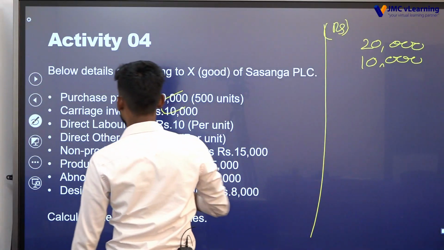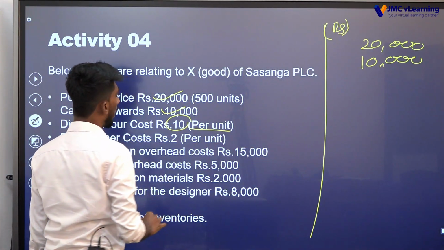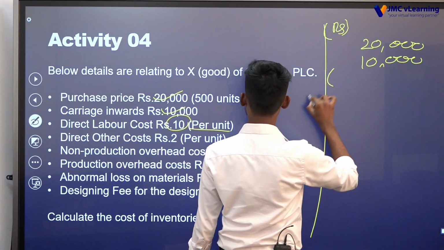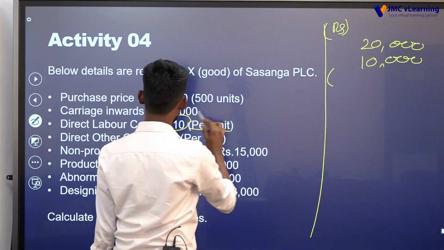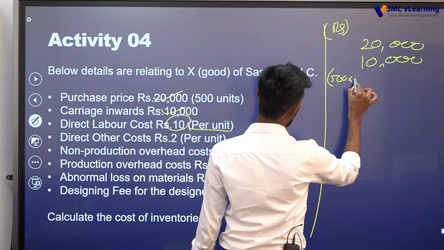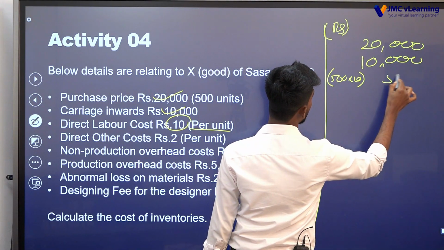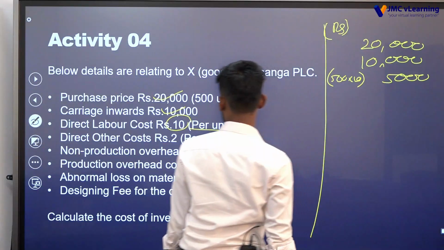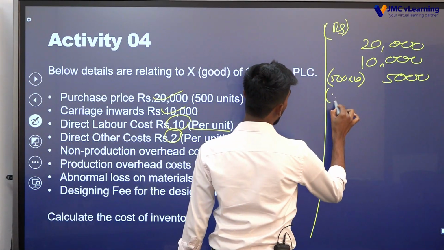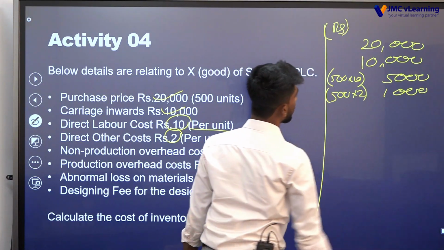Carriage inwards 10,000. Direct labor cost 10 rupees per unit. This is the conversion cost. You know direct labor cost can be taken. So 10 rupees per unit and we have 500 units. So 500 into 10, it is 5,000. Then direct other costs 2 per unit. So 500 units, 2 rupees per unit, it is 1,000.